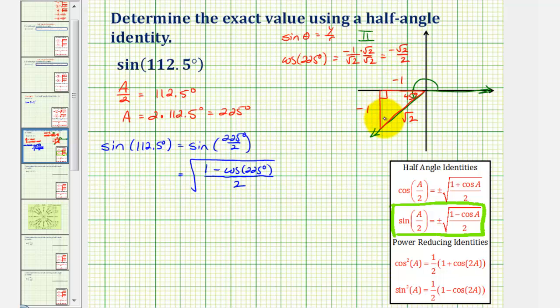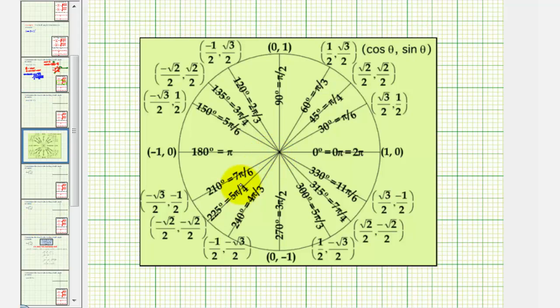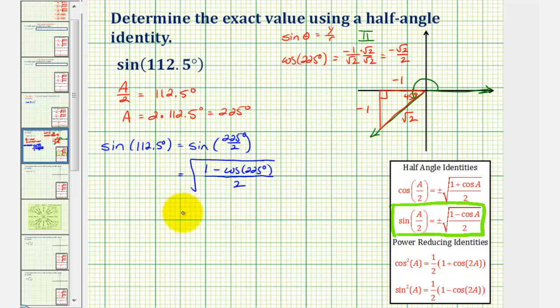And of course, we can also find this cosine function value on the unit circle, where here's the terminal side of 225 degrees, and the x-coordinate is equal to the cosine function value, because we're on the unit circle, verifying we have the correct cosine function value of negative square root 2 divided by 2. Which means the exact sine function value would be equal to the square root of 1 minus, then we have negative square root 2 divided by 2, all over 2.